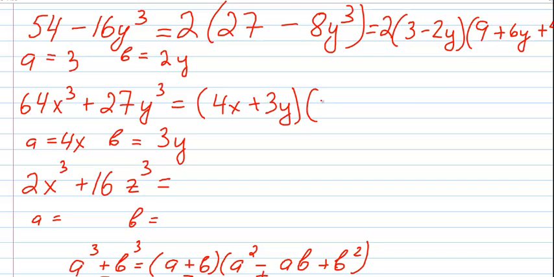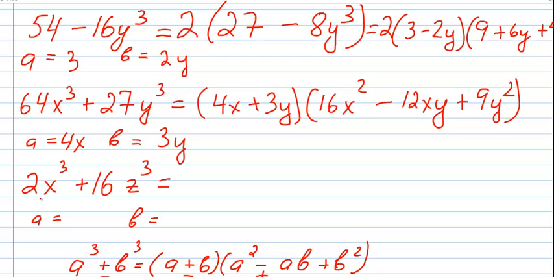Now we need to find a squared. 4x squared is 16x squared, minus, as the formula dictates. And now we need to multiply a by b. 4x multiplied by 3y becomes 12xy. And finally we need to square b, which is 3y. 3y squared is 9y squared. And this is our factorization for the sum of these 2 cubes.